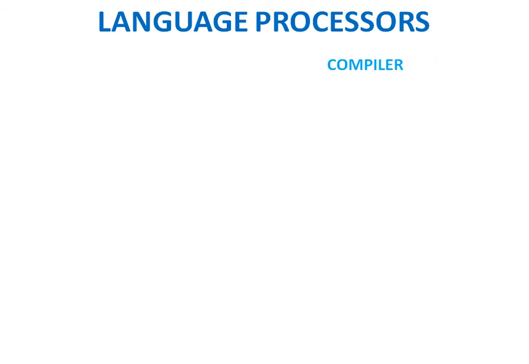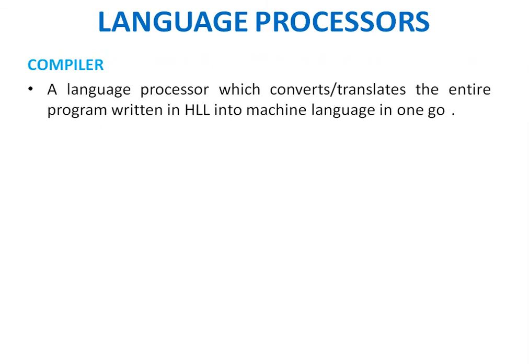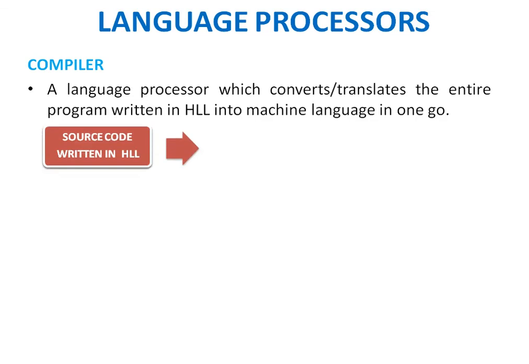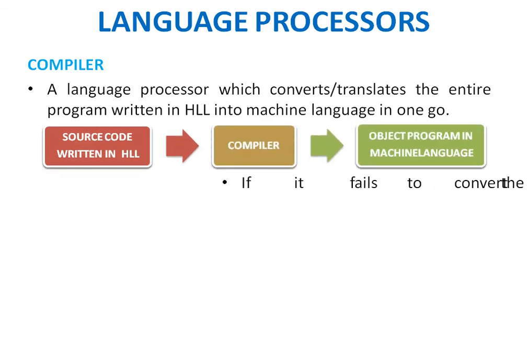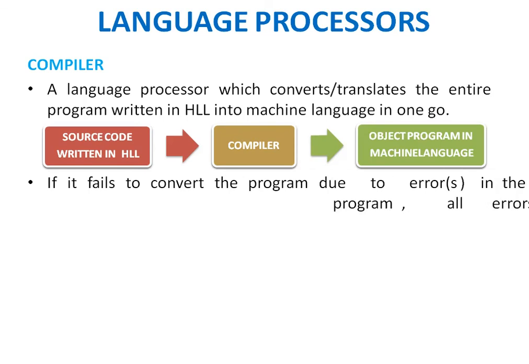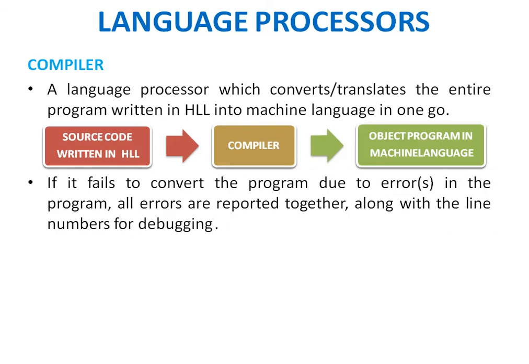Compilers. A compiler is a language processor which converts or translates the entire program written in a high-level language into machine language in one go. So it does not do it line by line. It takes the whole program at once and converts it to the object code.